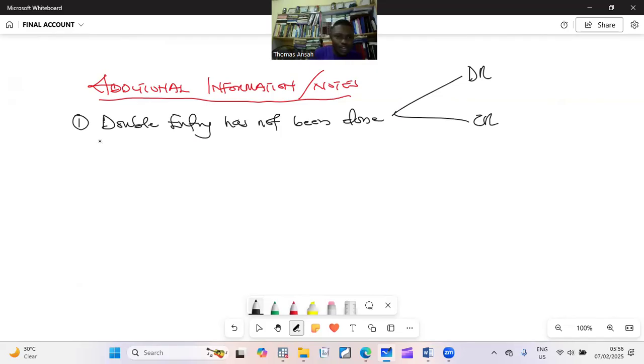So that tells you that the additional information, another name for it is also called a note or footnote. All right, or footnote. Additional information or footnote or the note, that means that they are treated how many times? Twice. So treat them twice. Treat them twice means pass the double entry. It means debit something and credit something. That is what we mean.